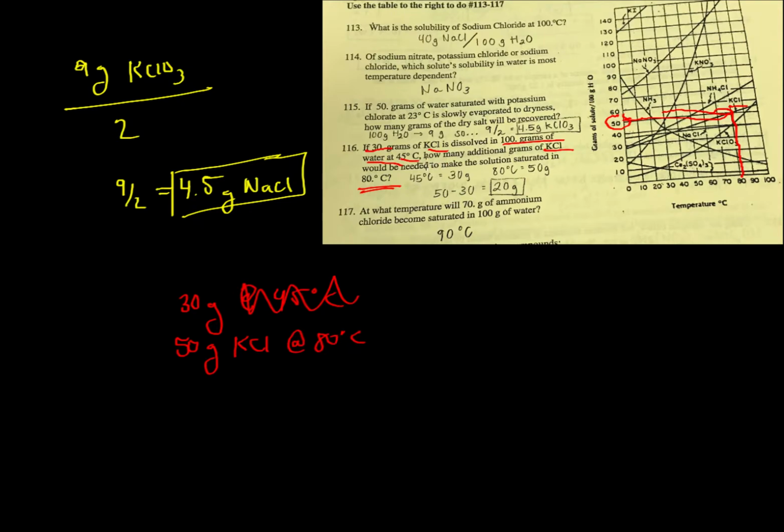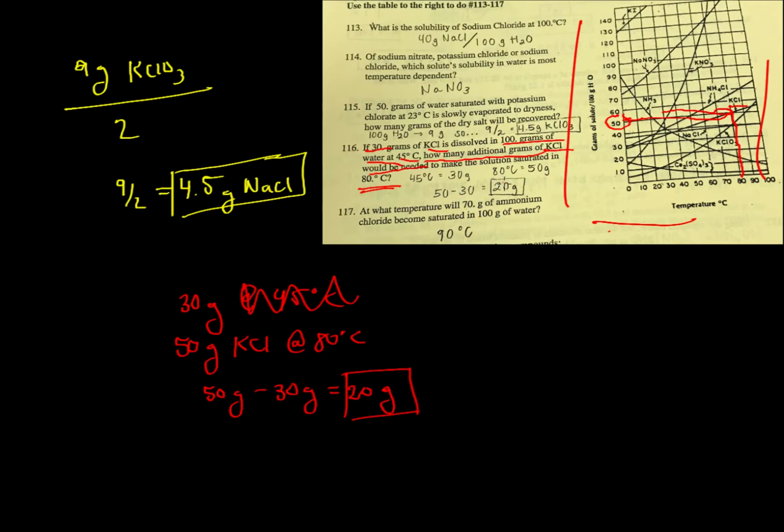And the question is saying how many additional grams would be needed. So it's just going to be 50 grams minus 30 grams. It's going to give us 20 grams. That's our answer. So the biggest part is just getting comfortable with using this graph over here.